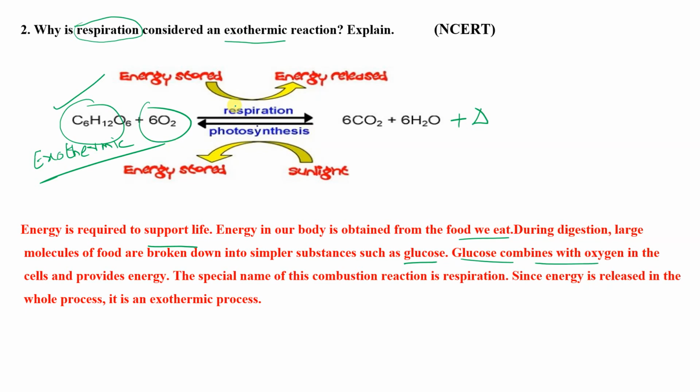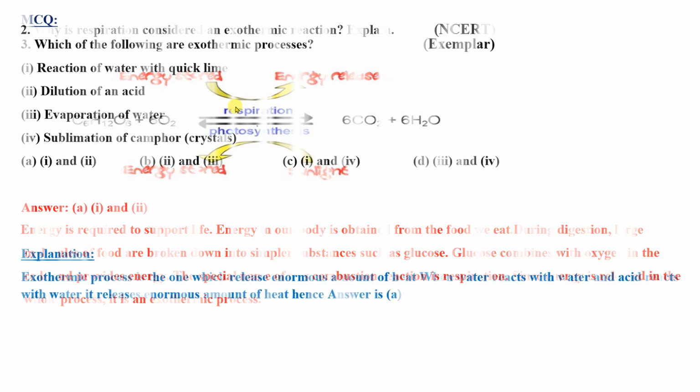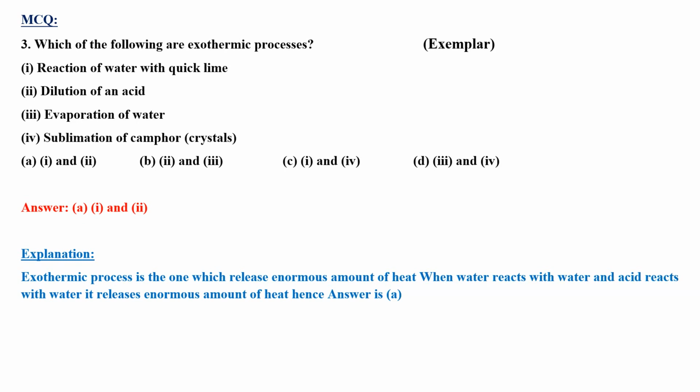I hope this question is clear. Let's go to the next question. Which of the following are exothermic reactions? This question is given in the exemplar book. Let's see this. First, reaction of water with quicklime. Quicklime, formula CaO, with water gives Ca(OH)2 and releases a lot of heat. So it is an exothermic reaction.